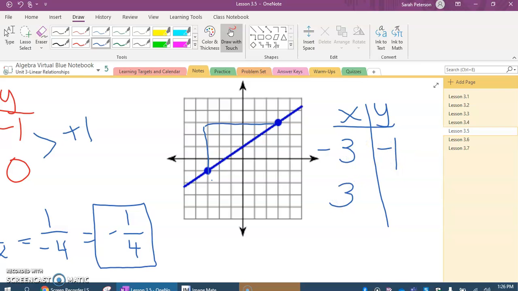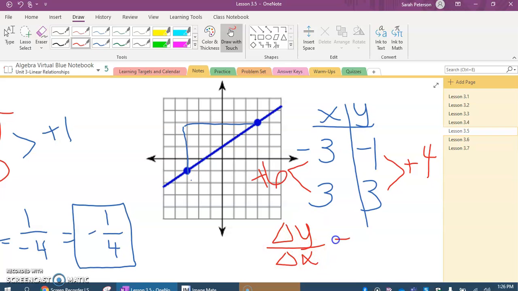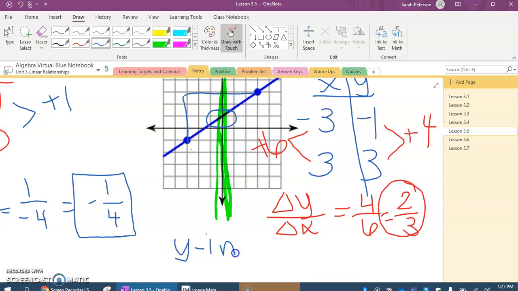The other point is (3, 3). So now once I have those points listed, I can find how my y's are changing. So -1 to 3 is +4. -3 to 3 is +6. So my change in y over my change in x is 4 over 6, which I'm going to reduce. I can divide both the numerator and the denominator by 2. So I end up getting 2/3 as my slope, and that's a positive line, so my slope should be positive. And then my y-intercept is wherever that blue line crosses my y-axis, which is right here, and that is +1. So my y-intercept is +1 here.